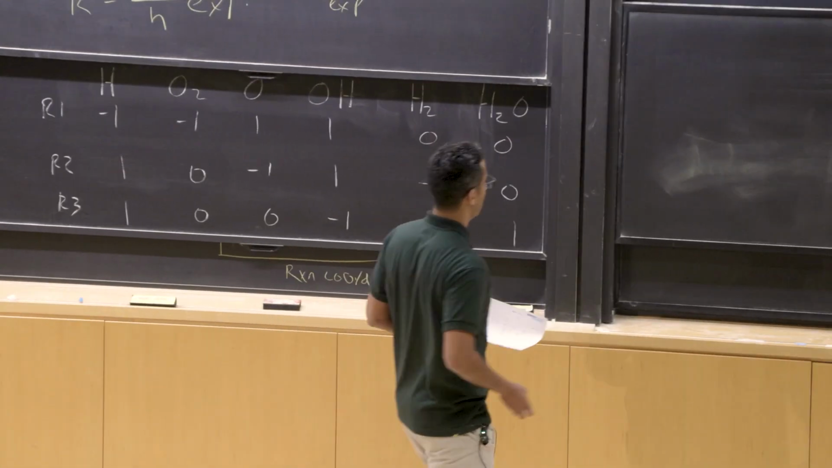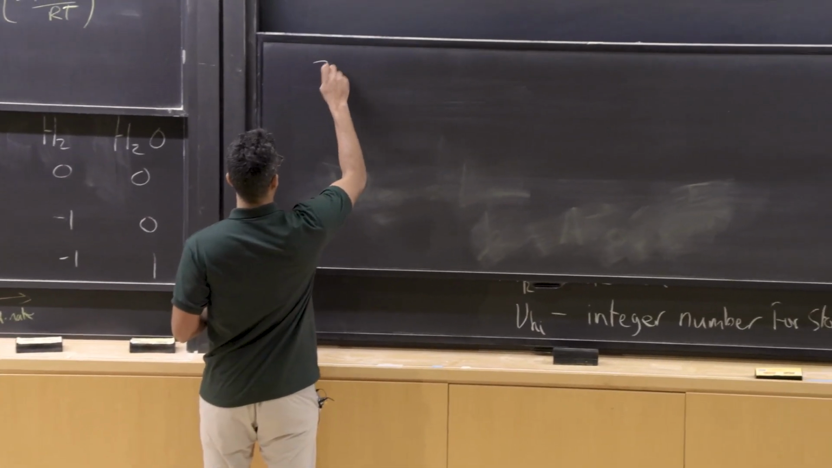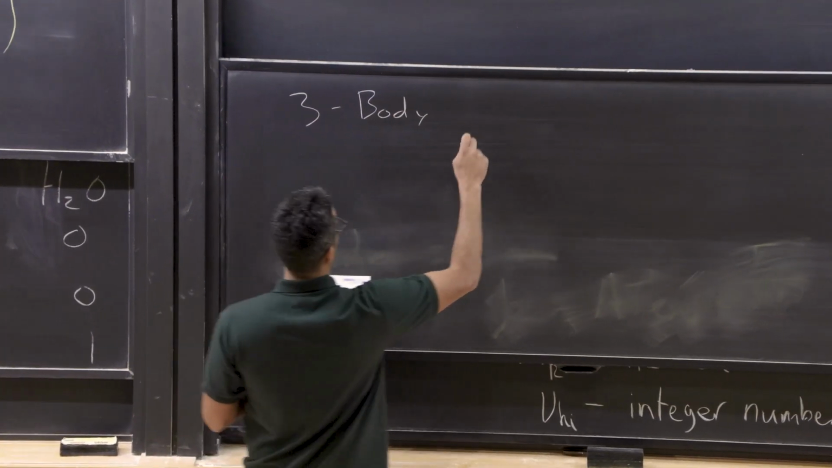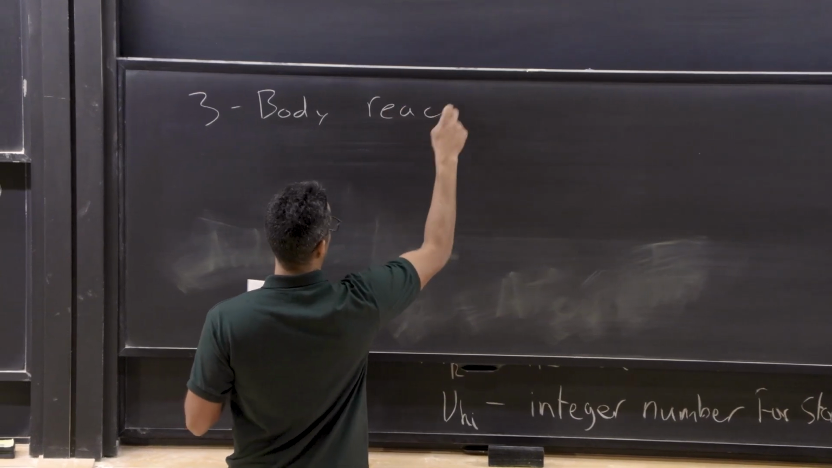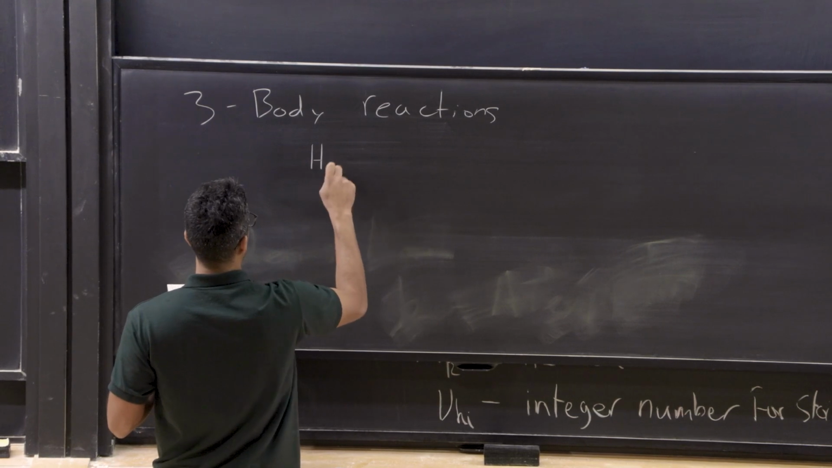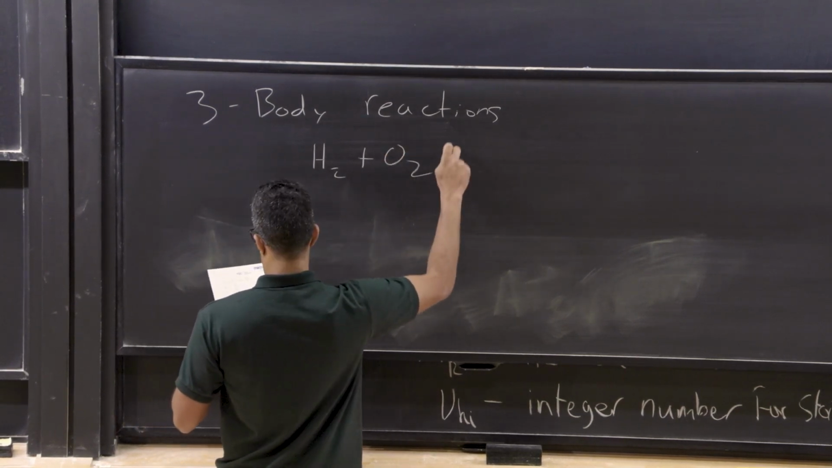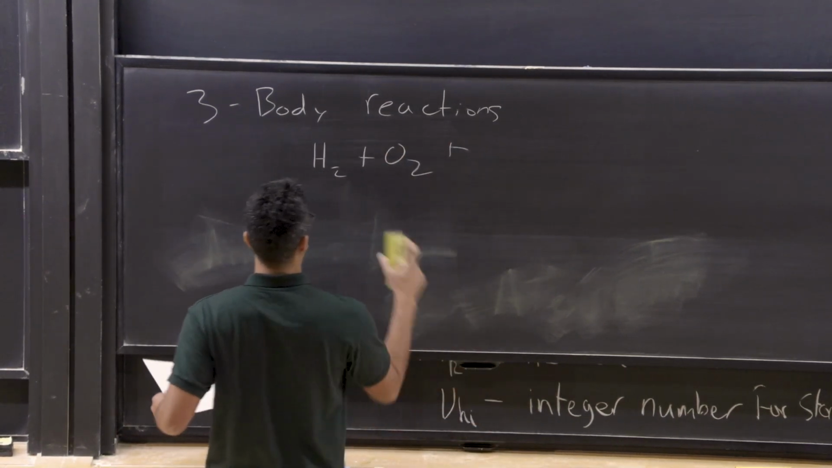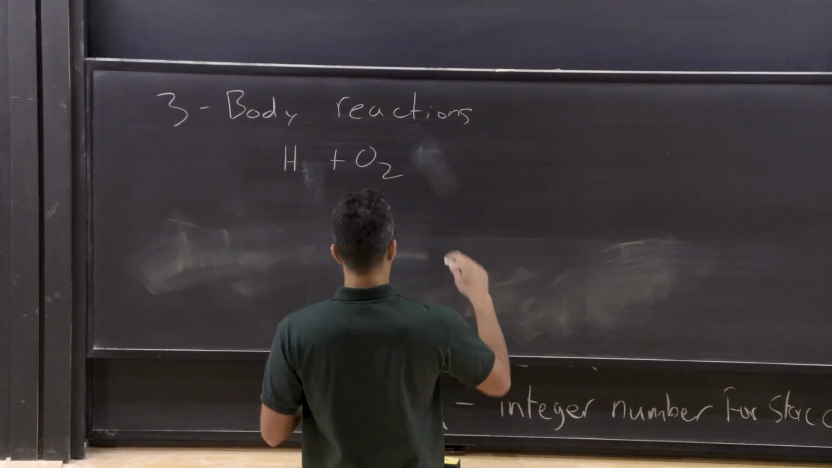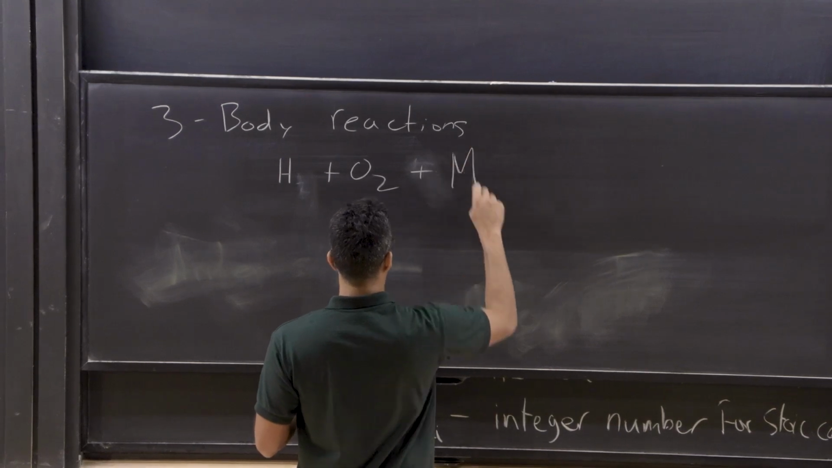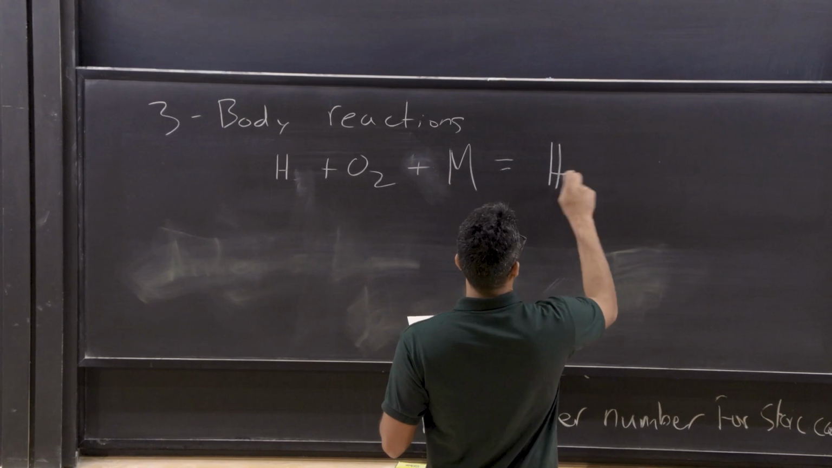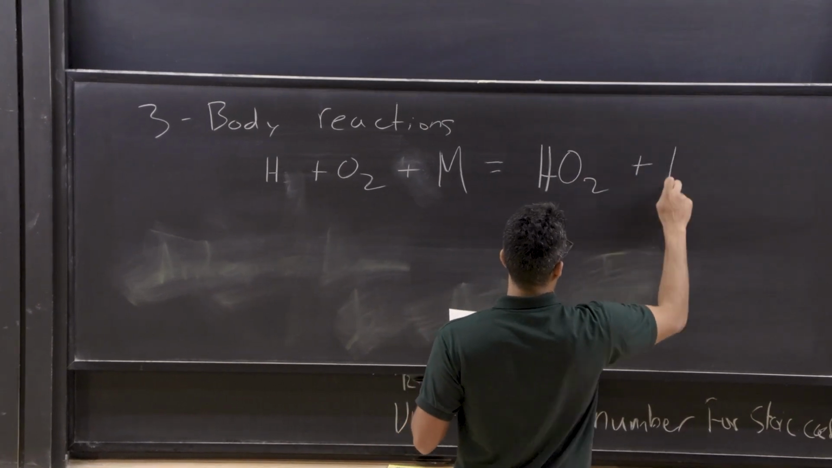Now, coming back to the general formalism. If we have a three-body reaction, which we saw in the hydrogen-oxygen mechanism, H plus O2 plus M. M is a way to denote the total pressure of the system. I'll show you what it means. It goes to form HO2 plus M.